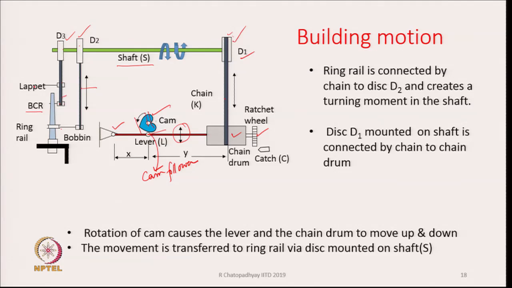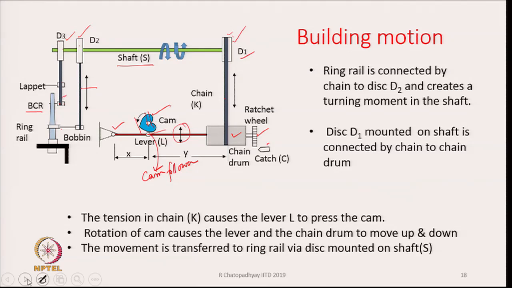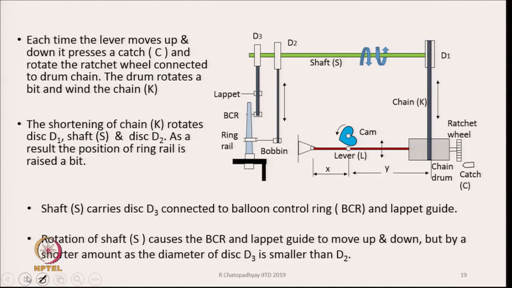At the same time, we have to see the role of the ratchet wheel and the catch. What does it do? Each time the lever moves up and down, it presses a catch C. This catch C is pressed and rotates the ratchet wheel connected to the chain drum. As a result, the catch will engage the ratchet wheel and cause the ratchet wheel to turn by 1/10, and as it turns, the chain drum will also rotate by a similar amount.